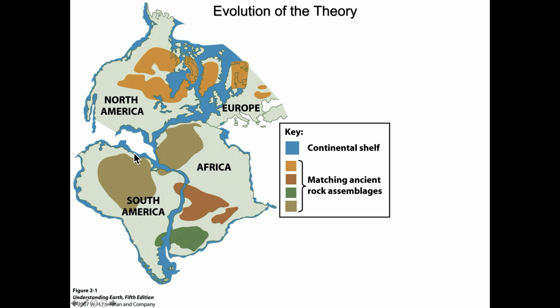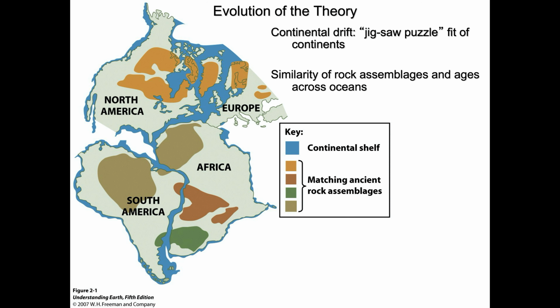So the continents fit pretty well from their outline, as we see from satellite images today. But if you go down 100 meters or so, the fit is even better. So he noted that the continents fit together like a puzzle. He noted that there was a similarity of rock assemblages and rock ages across the oceans. Now, the rock ages were only going to be determined by fossil assemblages at this time. We didn't have the chemical means that we have today to determine rock ages.